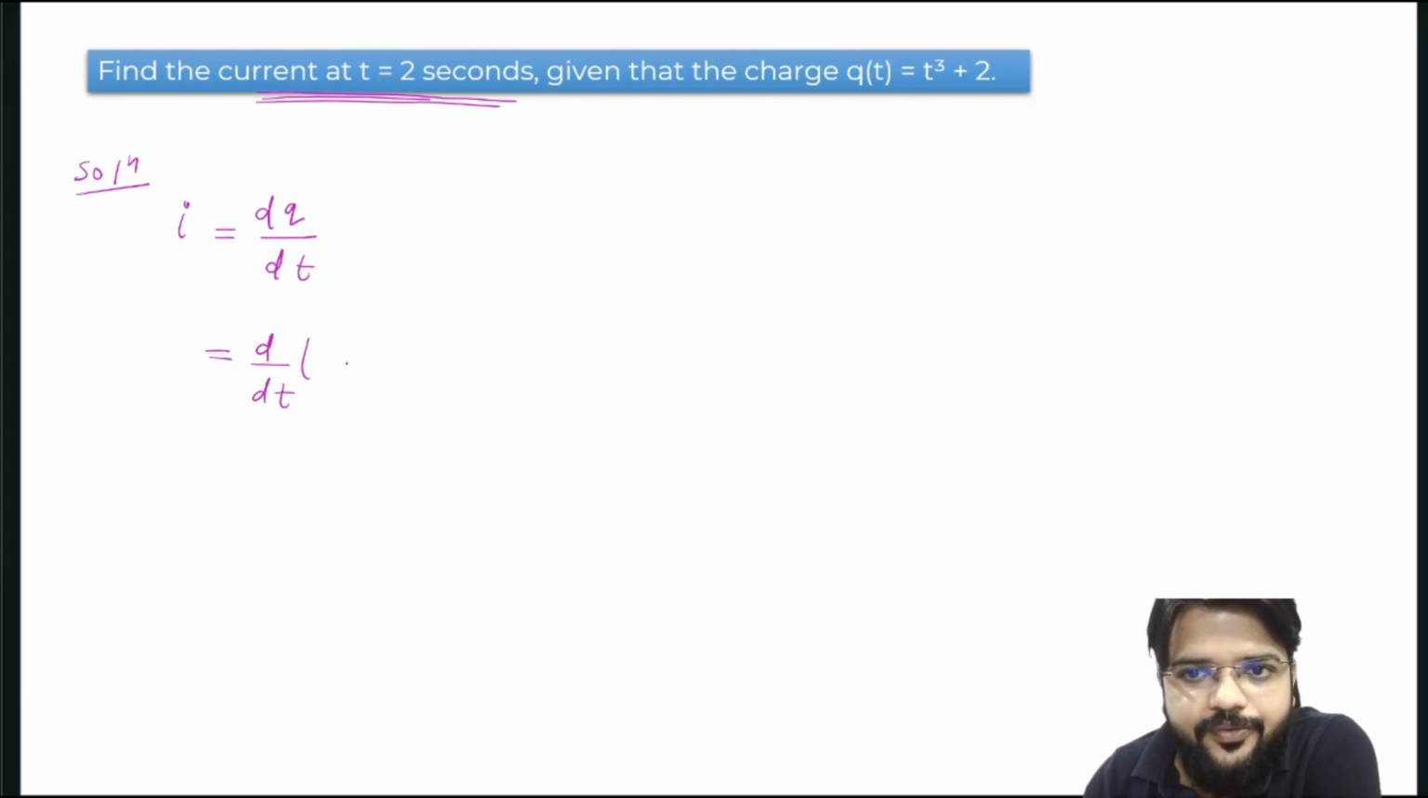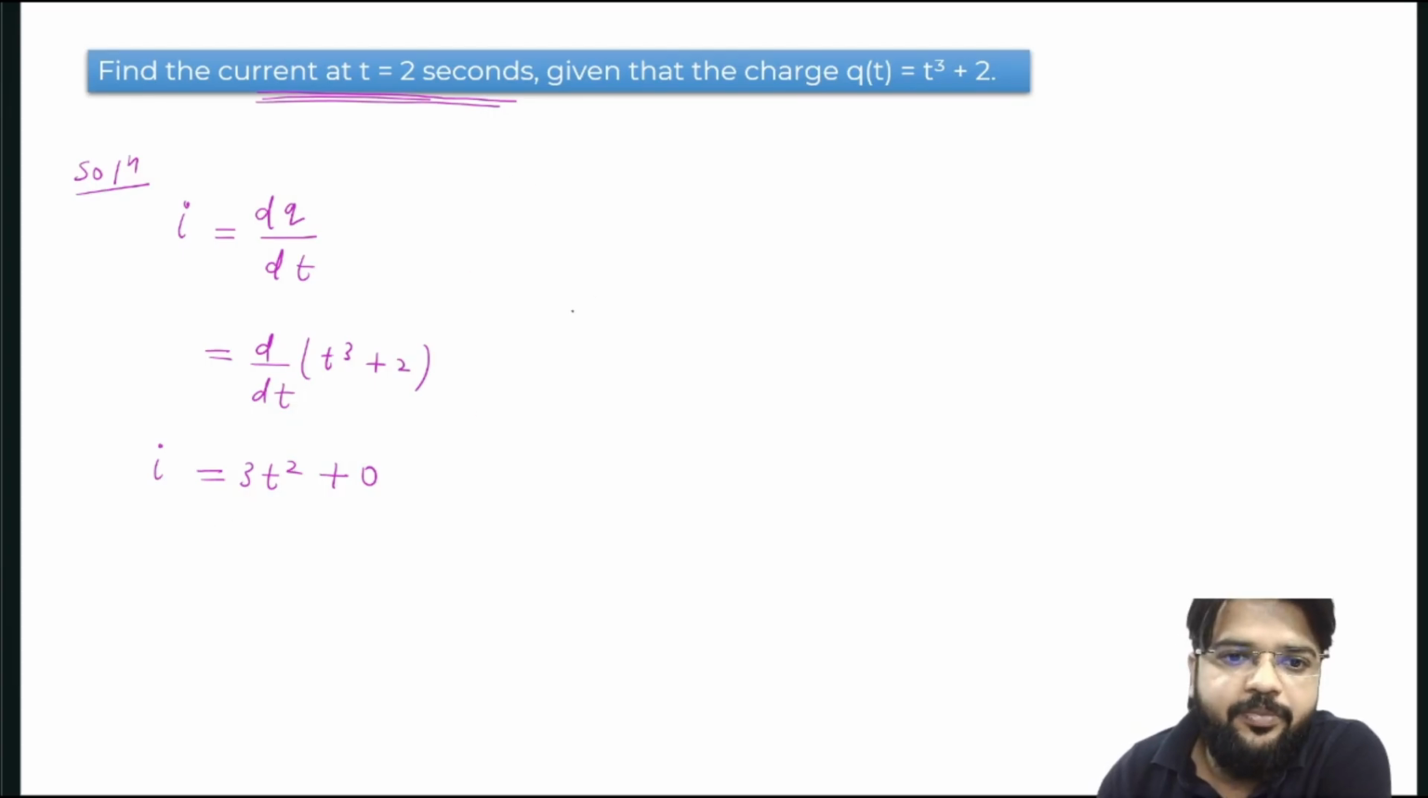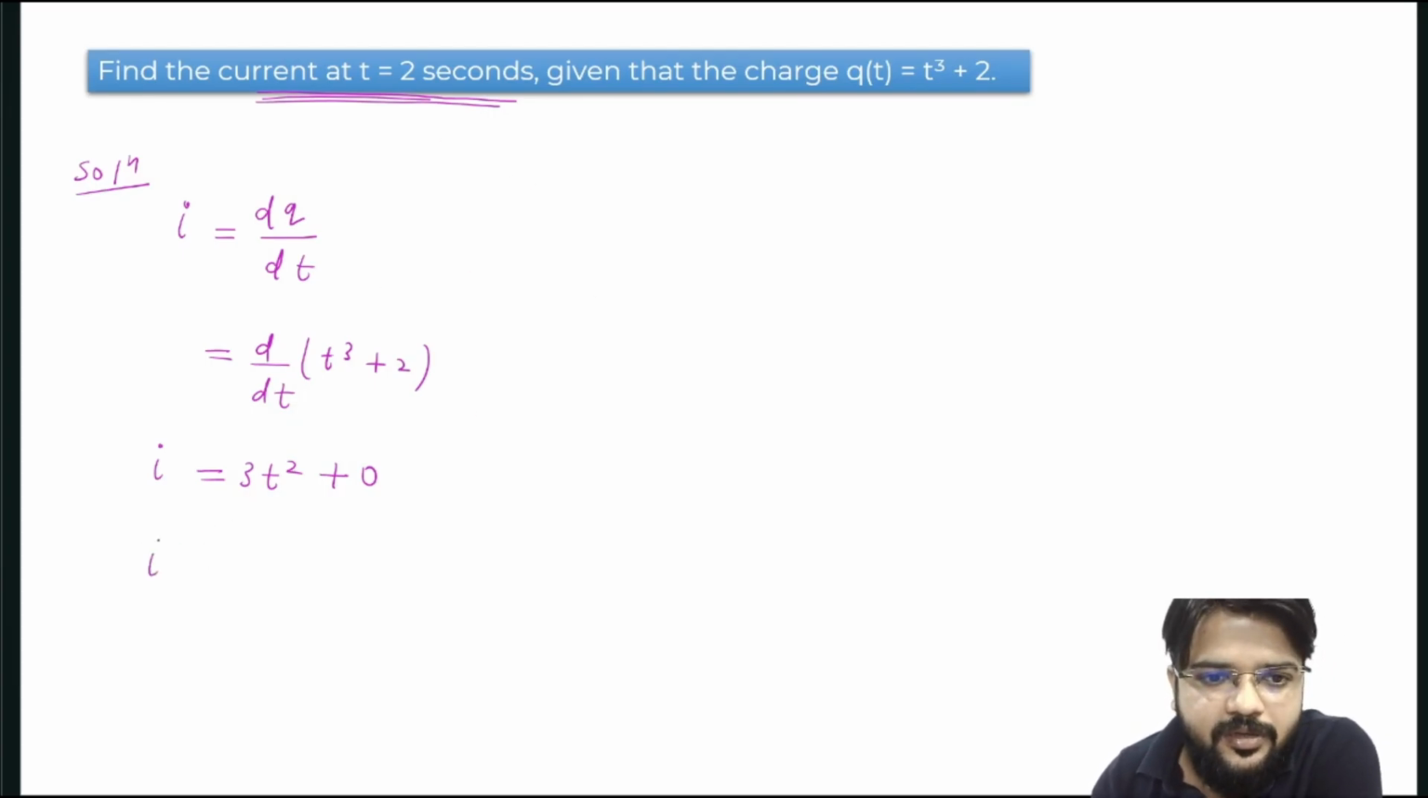What is the value of q? It is t cubed plus 2. So do the differentiation. The differentiation of t cubed is 3t square, and the differentiation of 2 is 0 because 2 is a constant. So current as a function of time we get is 3t square. Now what we will do is put t equal to 2.